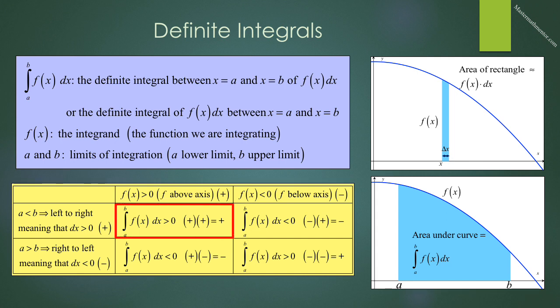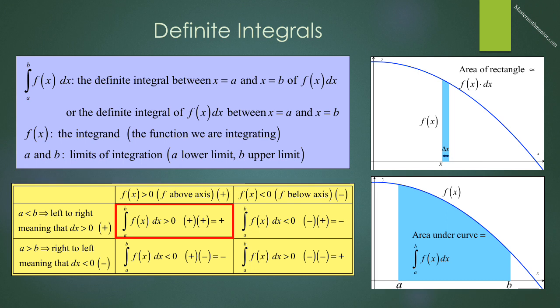The sign of our definite integral will be based on two factors: the relationship between a and b, the limits of integration, and whether the function f is above the axis or below the axis. There are four possibilities. Let's examine each.